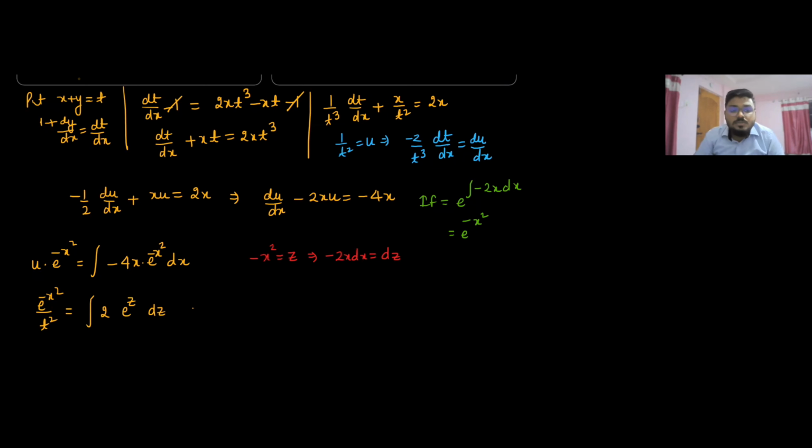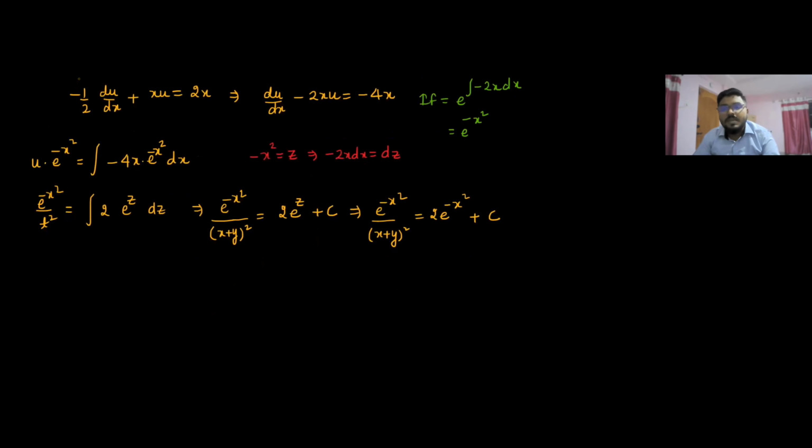Very simple this is. So this is now e power minus x square divided by t square. T was x plus y. So x plus y square equal to 2 integration of e power z will be e power z plus c is the solution. Now let's put back the values. So this is e power minus x square by x plus y whole square equal to 2 e power z. Z means minus x square plus c. So here we can multiply throughout by e power x square so that this equation will be simplified a bit. So 1 by x plus y whole square is equal to 2 plus c into e power x square.